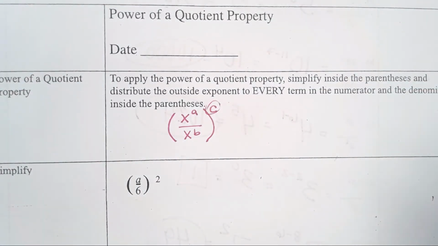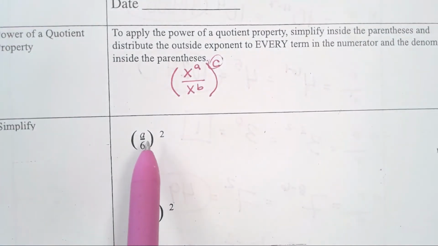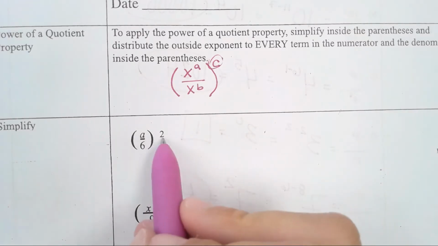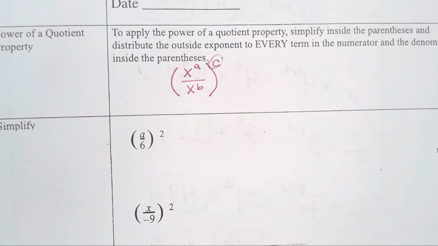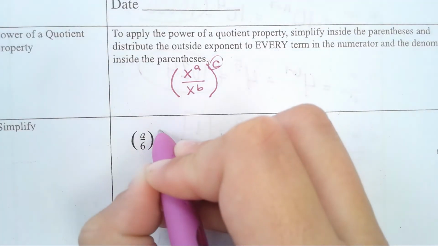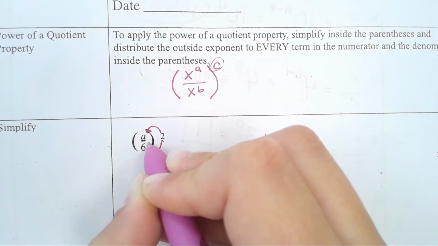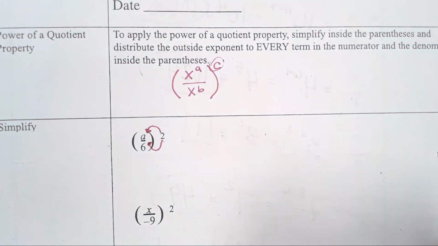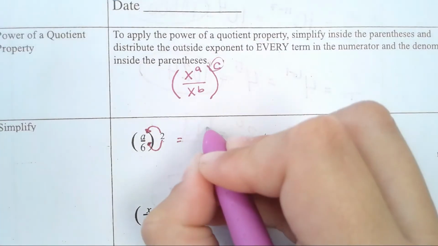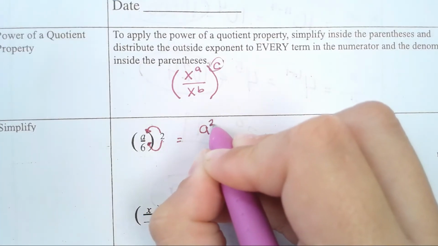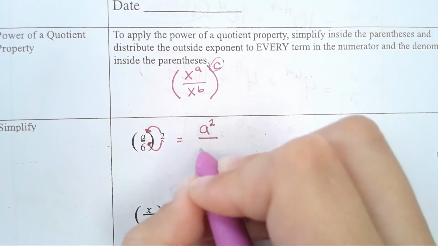Okay, so let's just do a couple of examples. So here we have a over 6, all to the power of 2. If you cannot simplify the inside of your parentheses, which in this case we cannot, then you can move to the outside with that 2. This 2 is going to go with the a and with the 6, so this is going to be a to the second power over 6 to the second power.